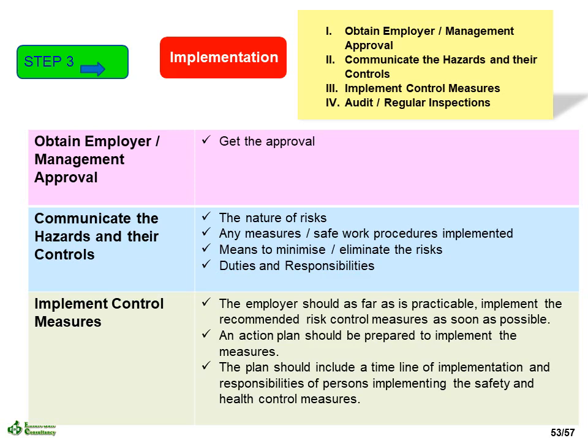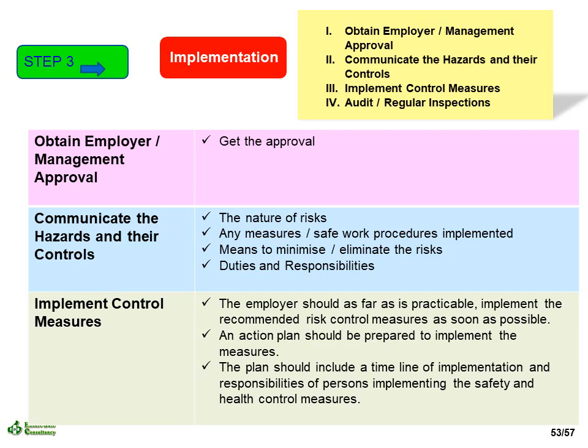Now we are going to learn another important step in risk management, Step 3: Implementation. Obtain employer, management approval. Communicate the hazards and their controls. Implement control measures. Audit, regular inspections. Obtain employer, management approval. Get the approval. Communicate the hazards and their controls.